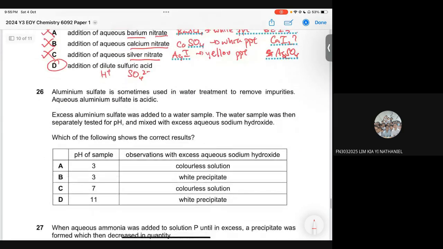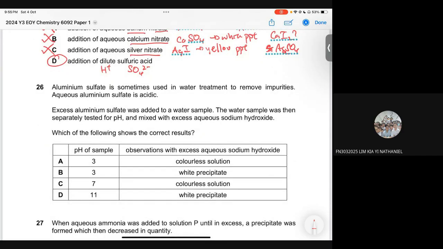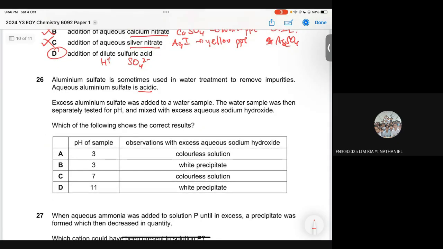Okay. Next one. Aluminium sulfate is sometimes used in water treatment to remove impurities. The aluminium sulfate is acidic. Aqueous aluminium sulfate is acidic. Excess aluminium sulfate is added to a water sample. The water sample is then separately tested for pH and mixed with excess aqueous sodium hydroxide. Which of the following shows the correct results? So I added in excess in the water sample. It is then tested for pH. You know that it is acidic. So therefore I know C and D cannot be the answer for question 26, because it must be pH 3, cannot be 7, cannot be 11.